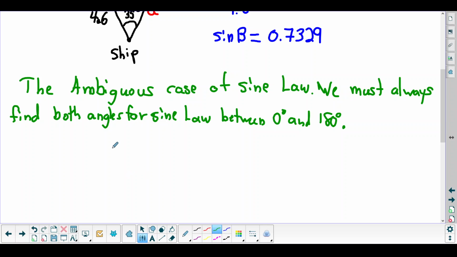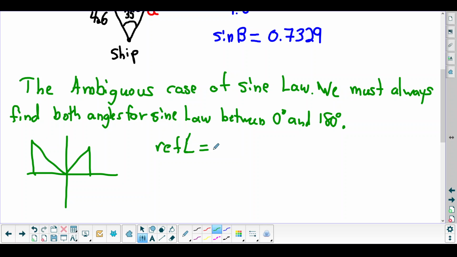So where is sine positive? Okay, well, sine is positive in the top two quadrants. And we can find our reference angle. The reference angle is equal to sine inverse of 0.7329. And if we punch it in our calculators, that's about 47 degrees.